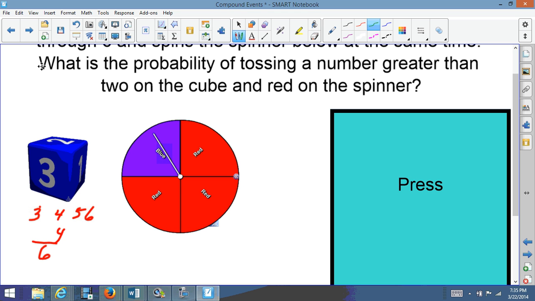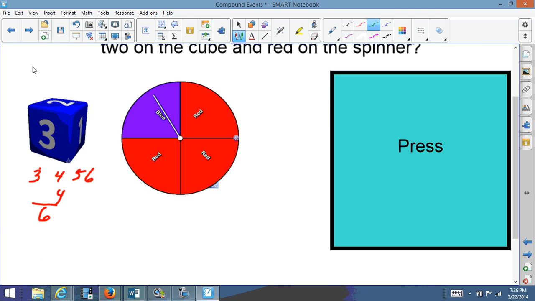Now we got to get the spinner. Now the first thing I notice on the spinner, there are 4 sections. And what's noticed really good, the colors. There are 2 colors I see, but most of the colors are red. Out of the 4 sections there, 3 of them are colored red. So there are 3 out of 4 sectors that are red, and that's my probability of getting red.